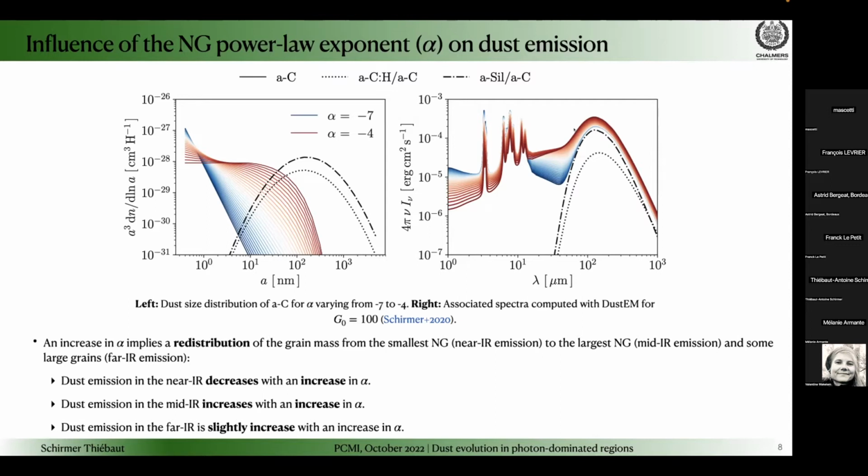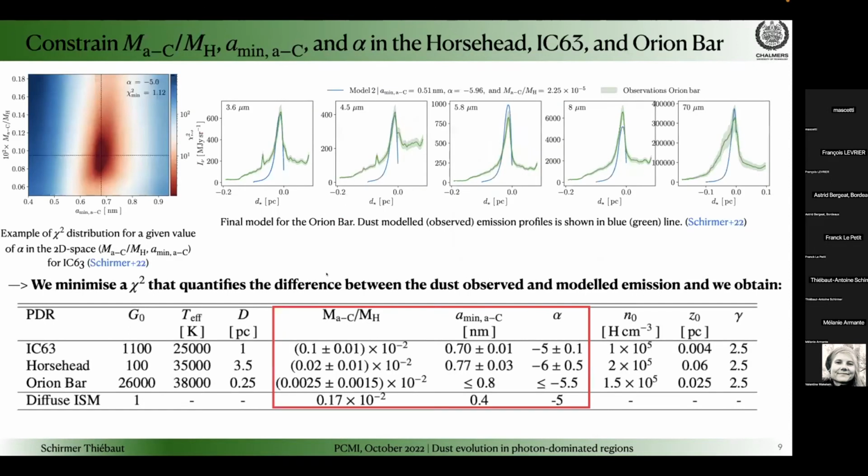So this was to give you a clue of what is going to happen when we now proceed to radiative transfer in the optically thick limit. So then what we did is we applied radiative transfer to those three PDRs, and we defined a chi-square that quantifies the difference between the dust observed and the dust model emission. And we minimized this chi-square for those three PDRs in the free space defined by the nanograin abundance, nanograin minimum size, and nanograin power-law exponent.